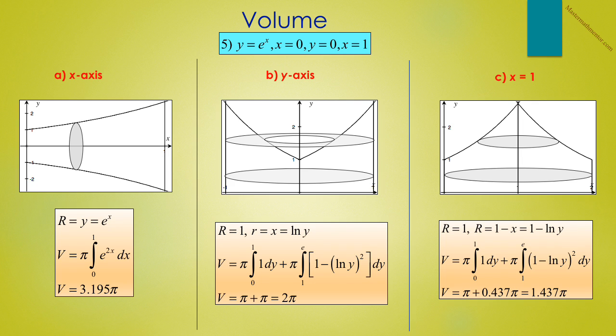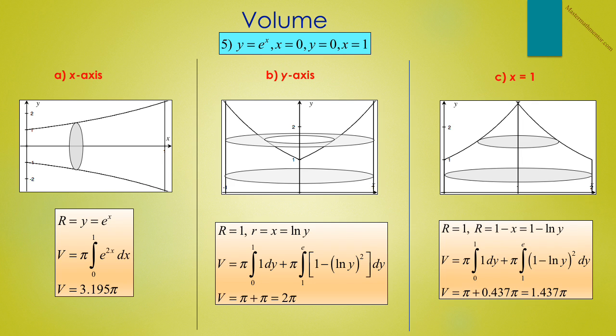In C, we are rotating about the line x is equal to 1. When we draw our region, we realize that we have 2 disks in place. The first disk is in operation when y starts at 0 and goes to 1. And our second disk is in operation from y equals 1 to y is equal to e.